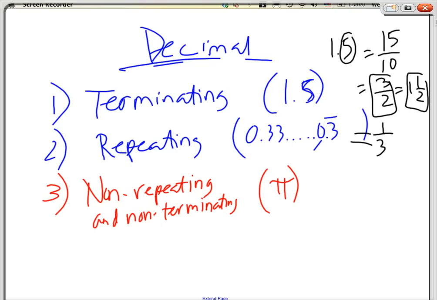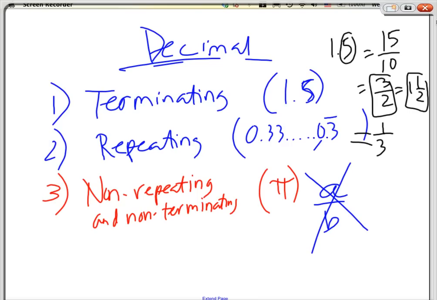I know some of your teachers in the past might have said 22 over 7. That's a fraction of pi. But that is only an estimation of pi. That's not pi. That's not how you represent pi. So in that case, pi can never be written as a fraction. So, fraction right here, not possible. So the third type of decimal cannot be written as a fraction.